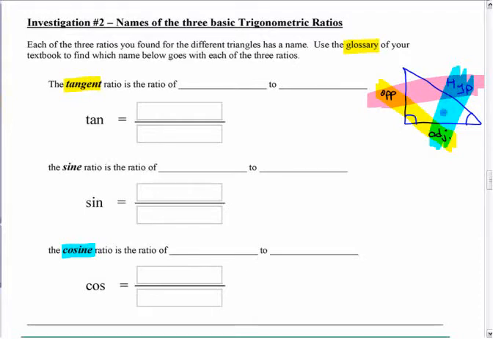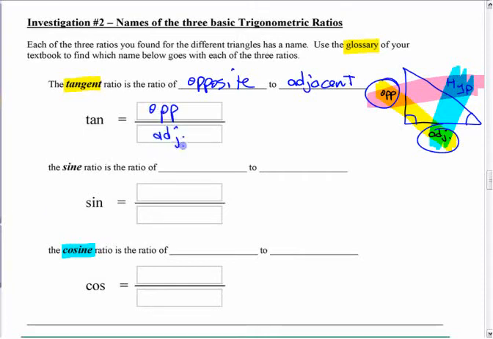You can have opposite and adjacent. That's actually called the tangent ratio. If you measure the opposite and you measure the adjacent and you divide that for a triangle, that's called the tangent ratio. Opposite to adjacent. So if you take the opposite and you divide it by the adjacent, that is called the tangent ratio.